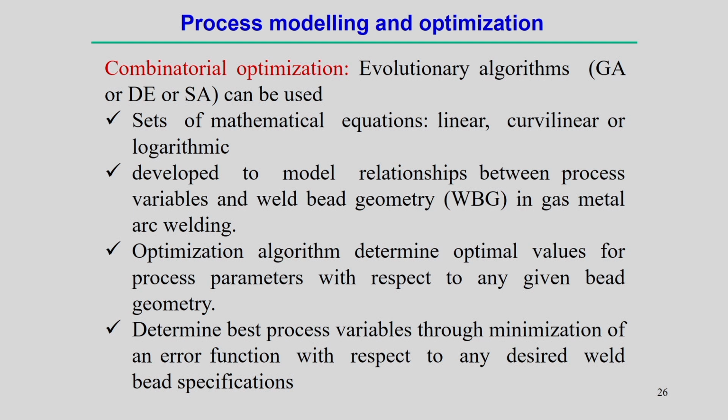Therefore, the model relationship between the process variables and the weld geometries can be developed for the particular welding process. Now, the optimization algorithm determines the optimum values for the process parameters with respect to any given bead geometry. For any given bead geometry, this is the input, and using the relationship between input and output, some statistical relation, the optimization will predict the best input parameters if you want to achieve a particular bead geometry. So, that is the purpose of this optimization in this particular process.